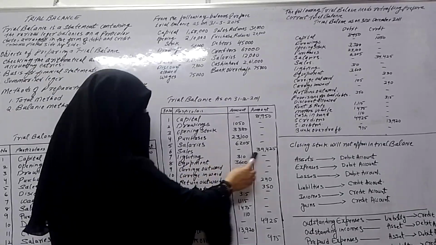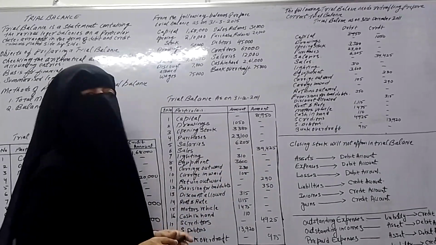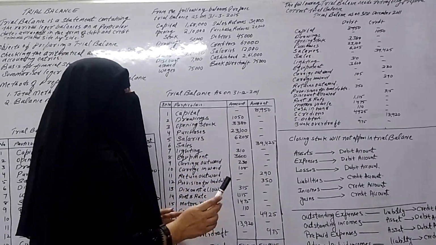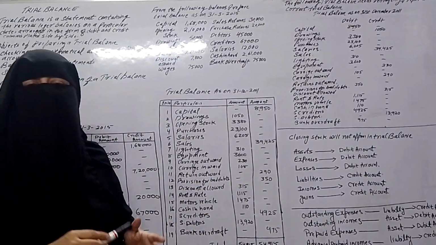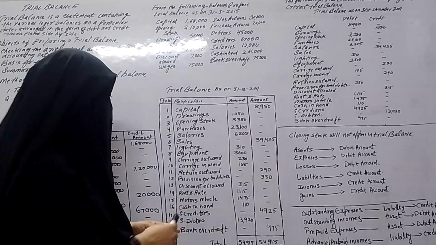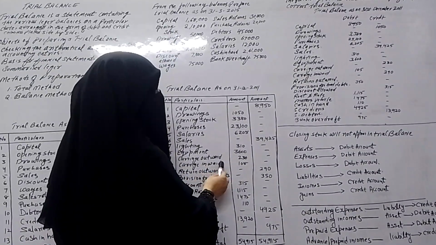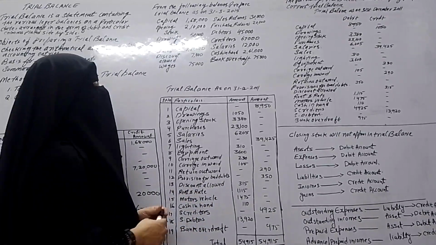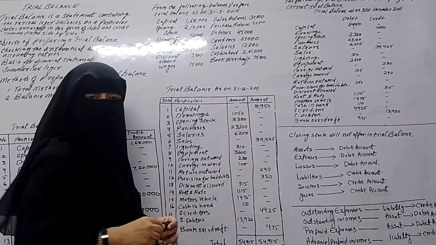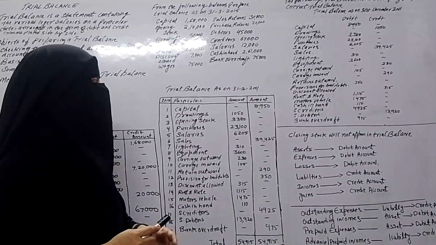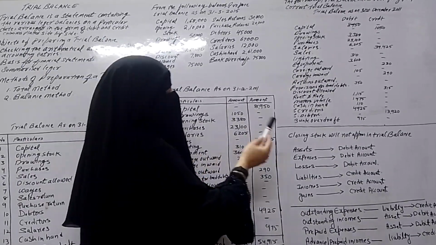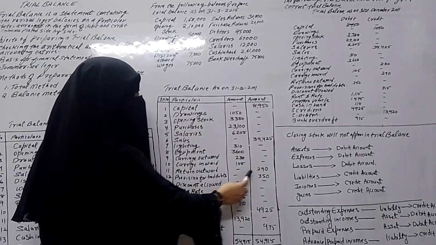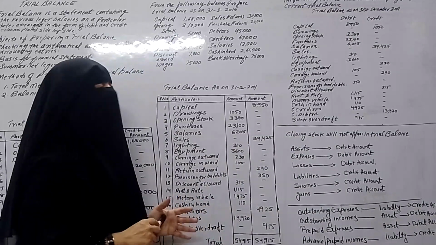So sales, credit side. Lighting is an expense. So it is a debit account. Debit side. Equipment is an asset. And asset is a debit account. So debit side. Carriage outward is an expense. So it comes on the debit side. Carriage inward is also an expense. Again it is a debit account. Then return outward. Return outward is a credit account. Return outward, credit side.